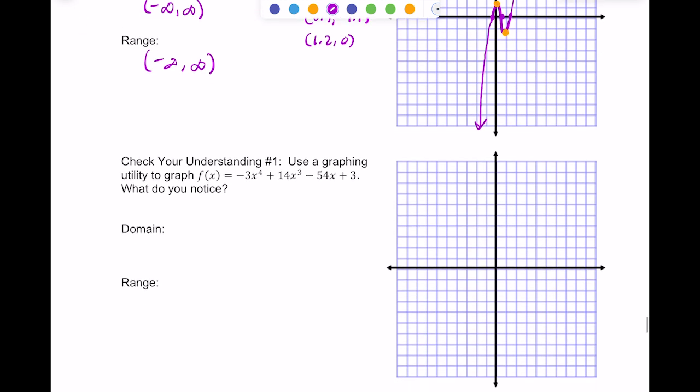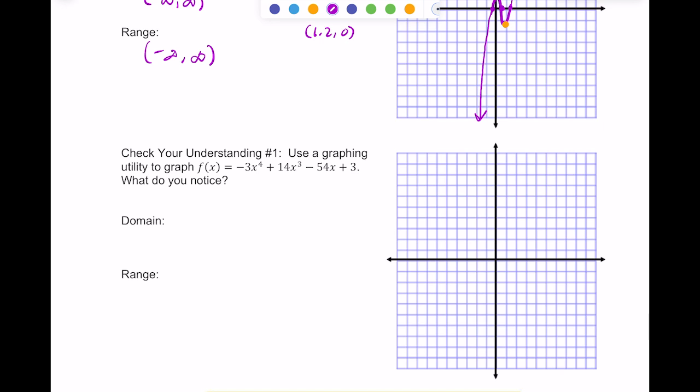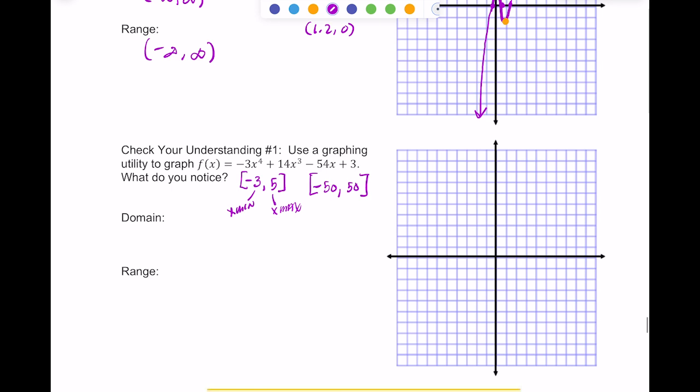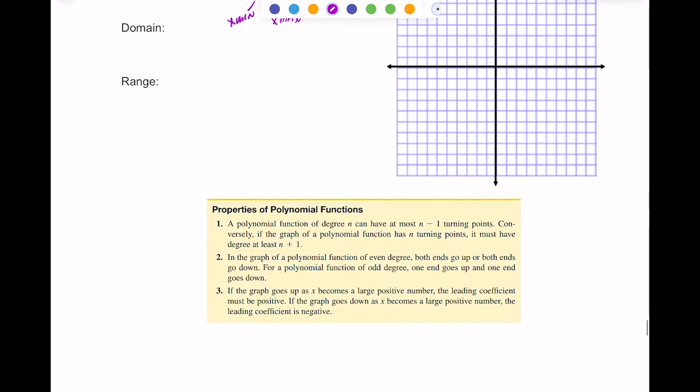For the next one, you can try this one on your own. And then if you would like to get a better picture of it, you're going to want to go into the window and change the window. So you're going to want to change the x window from -3 to 5. So like that's going to be your x min, and that's going to be your x max. And then you would want to change your y min in your window to -50 and your y max to 50. And then you'll get a better picture of the graph. Okay, so try that on your own, see how you do.